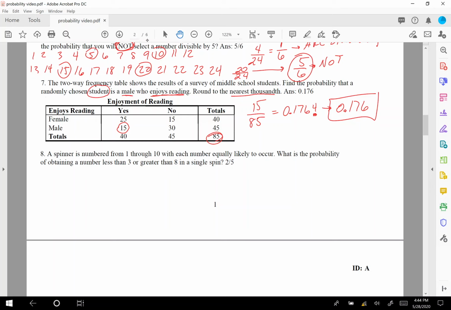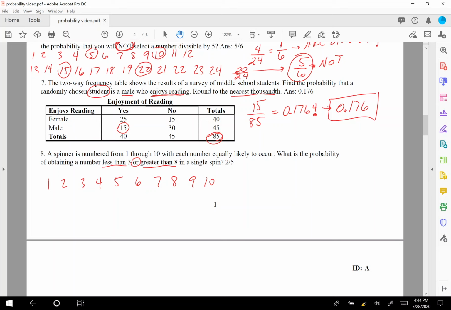A spinner is numbered from 1 through 10, with each number equally likely to occur. What is the probability of obtaining a number less than 3 or greater than 8? Let's just set this up. 1, 2, 3, 4, 5, 6, 7, 8, 9, 10. This word "or" here means that you have to add together the two conditions that you're looking for.